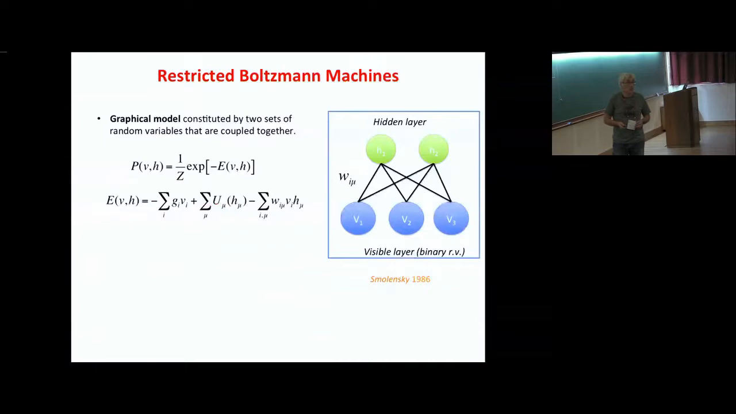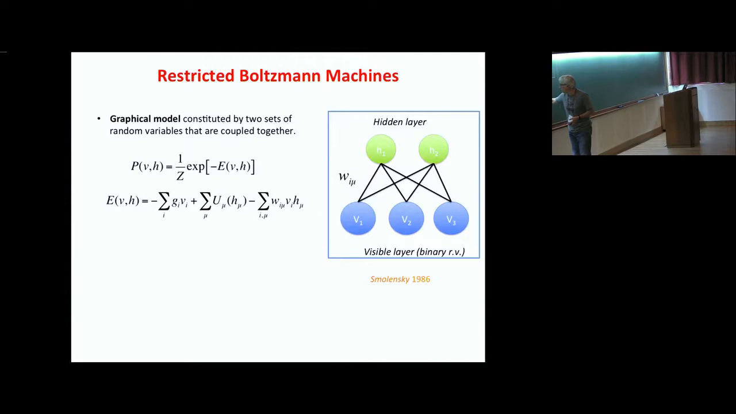And then we have exactly the same thing now on the h's, except that I'm not restricting the h's to be 0, 1. In some architectures, what people call Bernoulli restricted Boltzmann machines, they are 0, 1, but here I will take them as real valued. So there is a potential U of h acting on the unit h_mu. I will use i as the index of the visible units and mu as the index of the hidden units. So U_mu of h_mu is a very important thing.